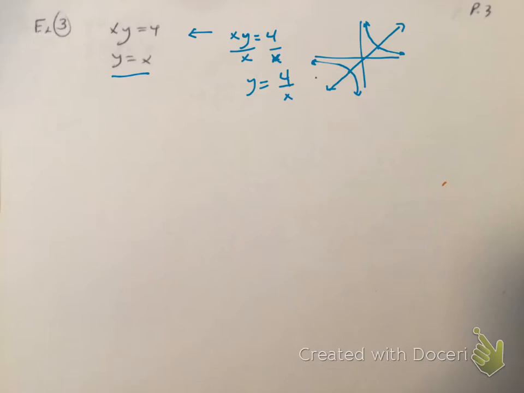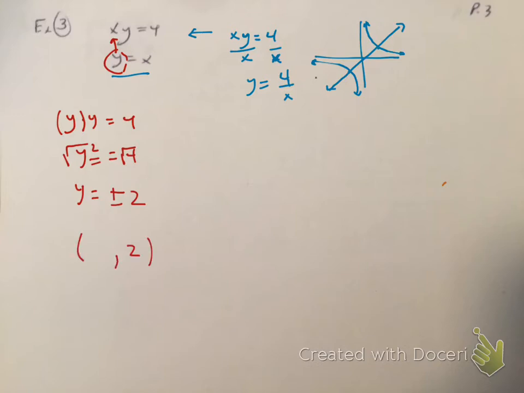So I want to do something different. This time, I'm going to substitute the y in place of the x right there. So I'll have y times y is equal to 4, y squared is equal to 4. Do the square root property, I would have y is equal to plus or minus 2, because I know I'm supposed to have two answers by the fundamental theorem of algebra. So I know I've got a 2 here and a negative 2 here, and I've got to figure out what in the world my x is.